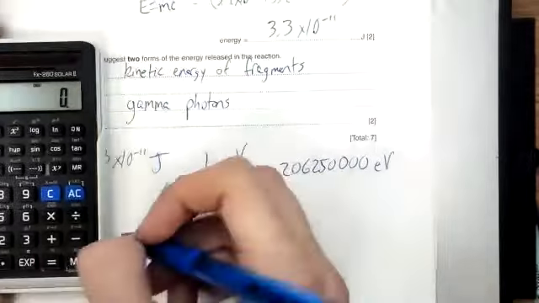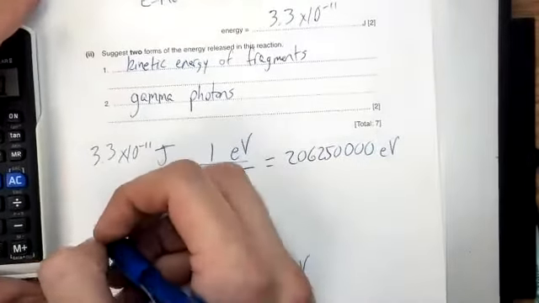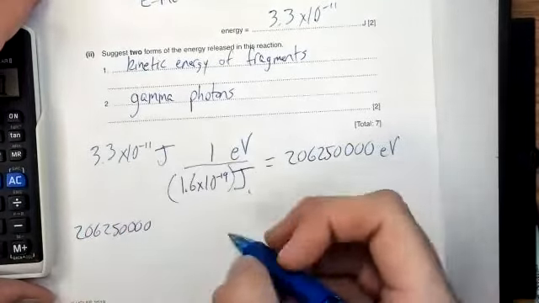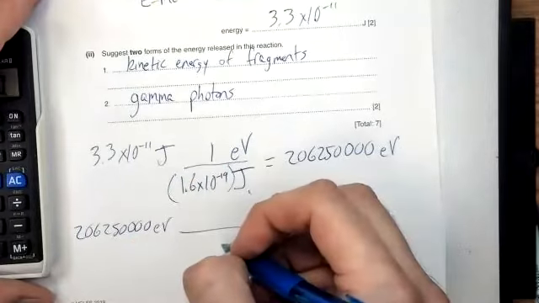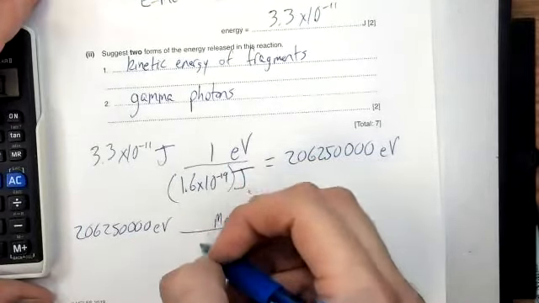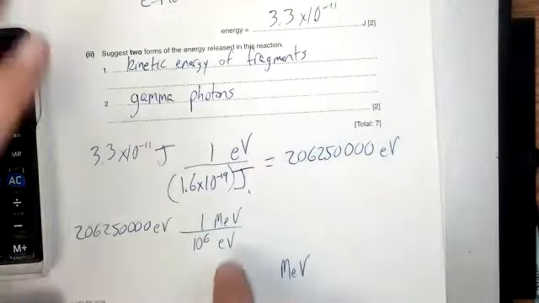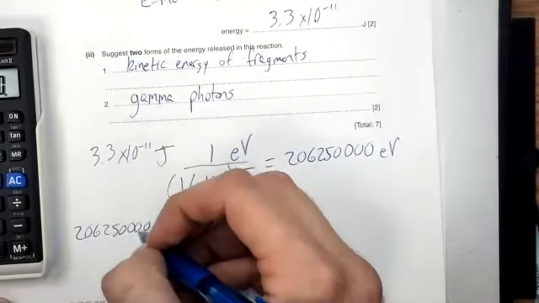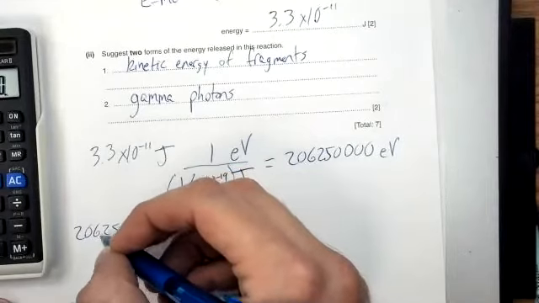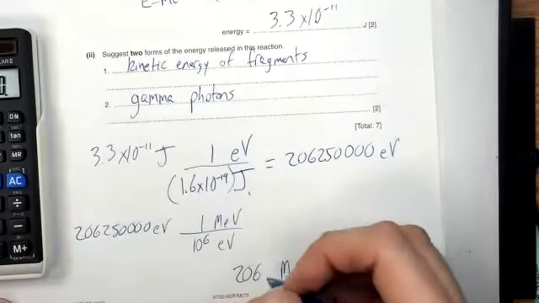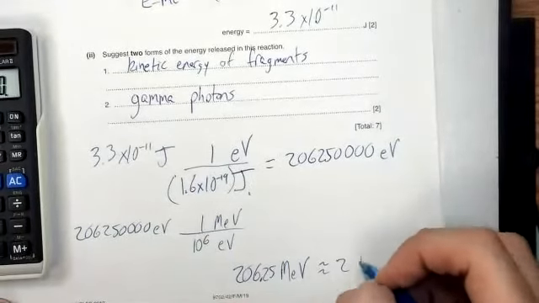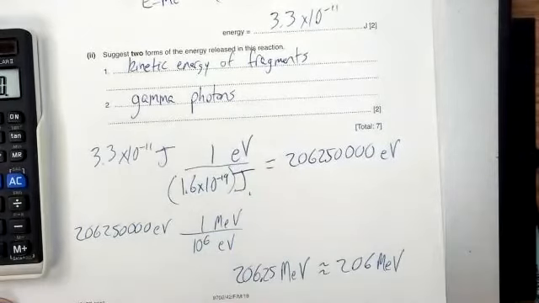To get it to mega electron volts, there are different ways to think about it. You could just say 206,250,000 electron volts, and you know that a mega electron volt is 10 to the 6 electron volts. In other words, mega means 10 to the 6. So dividing this by a million means we move the decimal point over 1, 2, 3, 4, 5, 6. So you'd have about 206, and if you want the 0.25 you can keep it, or you can just round it, about 206 mega electron volts.